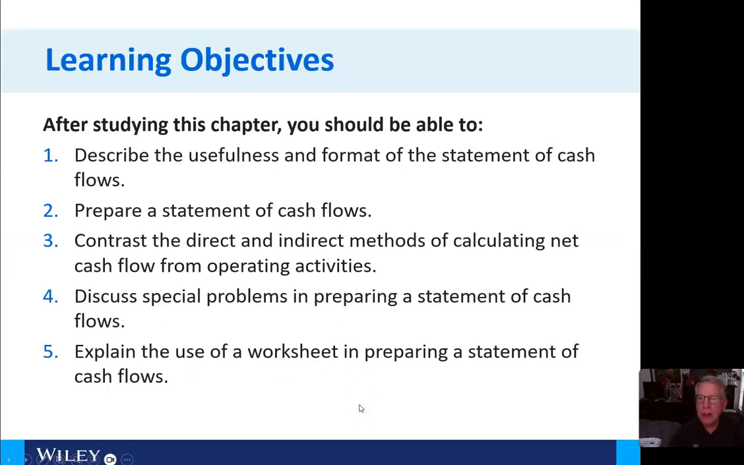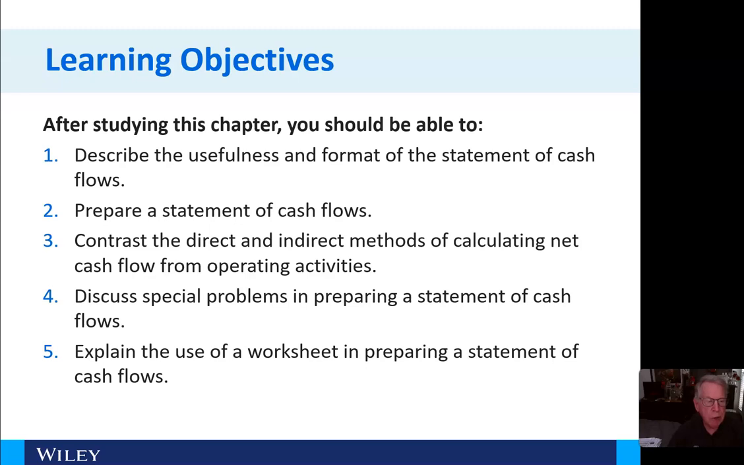After looking at this chapter, one, we're going to describe the usefulness and format of the statement of cash flows. Number two, prepare a statement of cash flows. Three, contrast the direct and indirect methods of calculating net cash flow from operating activities. Number four, discuss any special problems in preparing the statement of cash flows. And lastly, number five, explain the use of a worksheet in preparing the statement of cash flows.